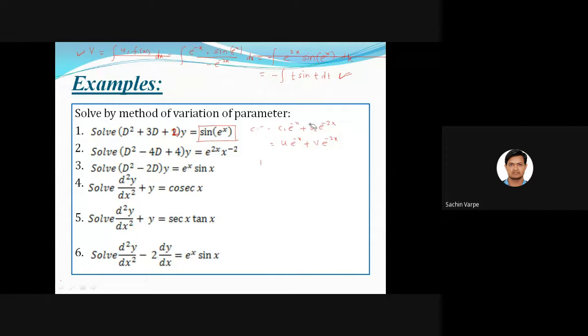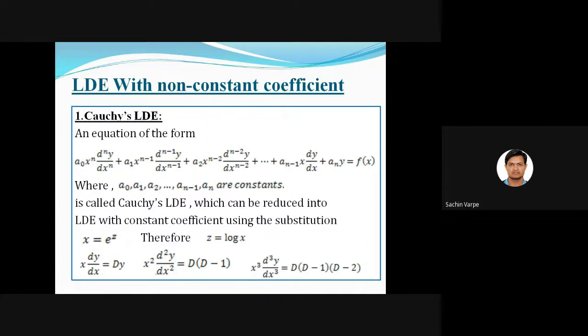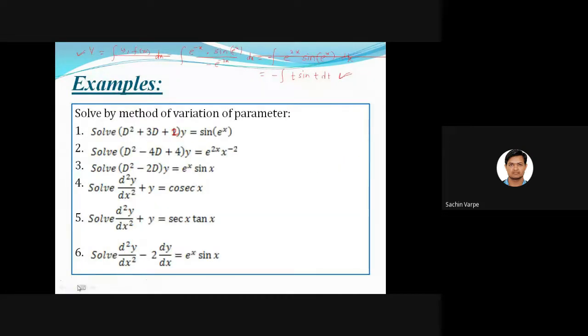So first we try the shortcut method, because the shortcut method directly gives the particular integral with the help of a formula. But if it is not possible to apply the shortcut, then we try the general method. The method of variation of parameters will be specifically mentioned there. You can ask your doubts, if any.